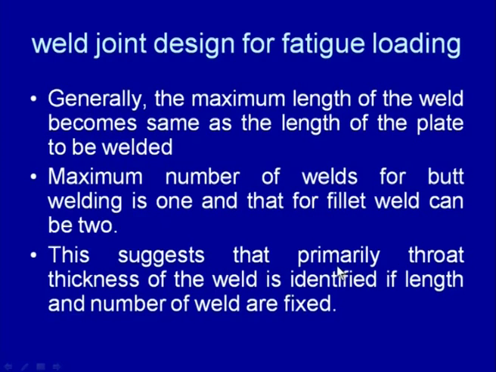This suggests that primarily the throat thickness of the weld is obtained if the length of the weld and the number of welds are fixed. So, if due to the given constraint the length of the plate or length of the weld cannot be greater than a certain length, then throat thickness of the weld is identified. So, for a given load resisting cross sectional area, depending upon the constraint, we can identify either throat thickness or the length of the weld.